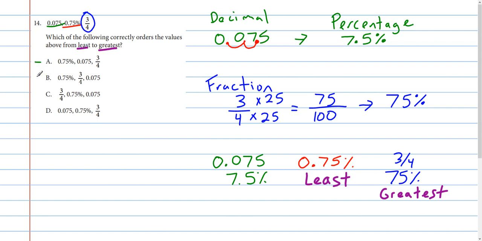And we have two answer choices that both have 0.75 as the first value listed. So we have to go a little further, and we see that the 3/4 was 75%, which is the greatest out of these three. So that should go last if we want least to greatest. So we have the 3/4 as last, so it must be answer choice A.